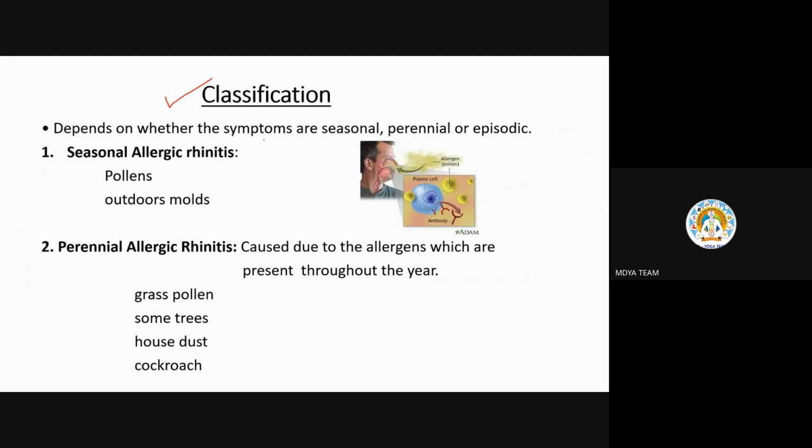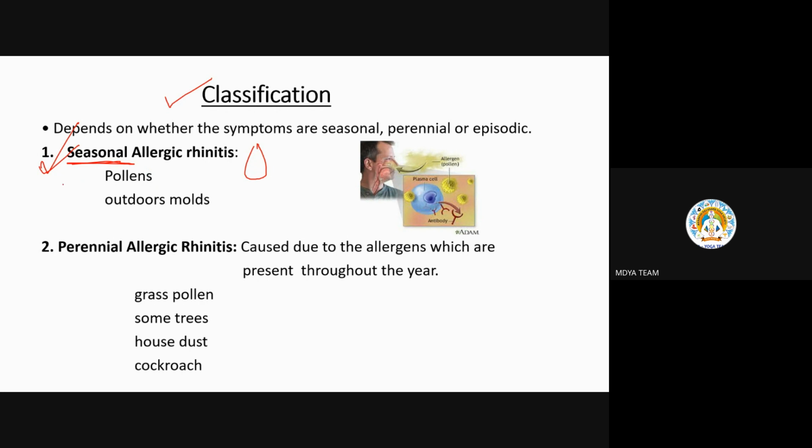whether the symptoms are seasonal, perennial, or episodic. Seasonal: by the name itself, we can understand it is related to seasons. The allergic rhinitis which happens in an individual in different seasons or a particular season. It depends on person to person and immune system to immune system. Some people are most allergic in the rainy season, some in winter, some in autumn. Different seasons depending on the person. If they are allergic in different seasons, it is called seasonal allergic rhinitis.